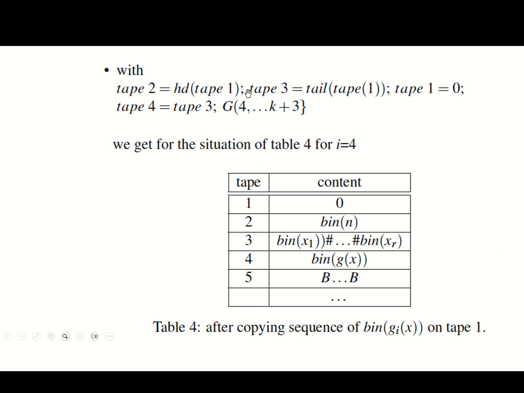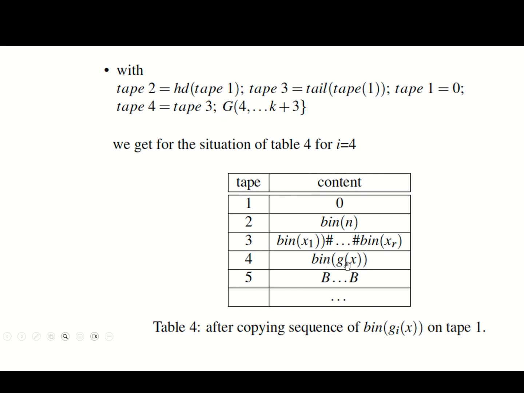Then I'm concatenating this with tape 3 becomes tail of tape 1. So I copied n here and I copied x1 to xr to tape 3. Then tape 1 becomes 0. So I initialize this, I overwrote blanks with 0. Tape 4 becomes tape 3, so tape 4 also becomes this guy here. And then I compute G on tape 4.